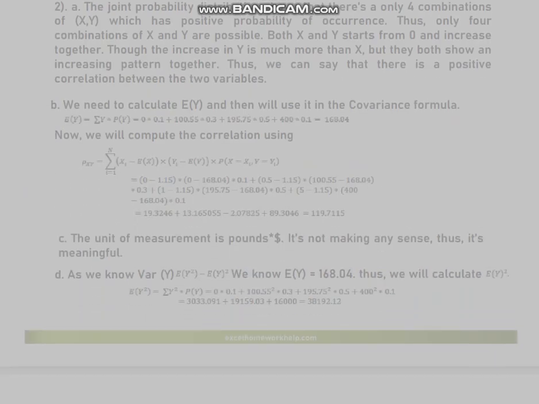2a. The joint probability distribution shows that there are only 4 combinations of X and Y which have positive probability of occurrence. Thus, only 4 combinations of X and Y are possible. Both X and Y start from 0 and increase together. Though the increase in Y is much more than in X, they both show an increasing pattern together. Thus, we can say that there is a positive correlation between the two variables.